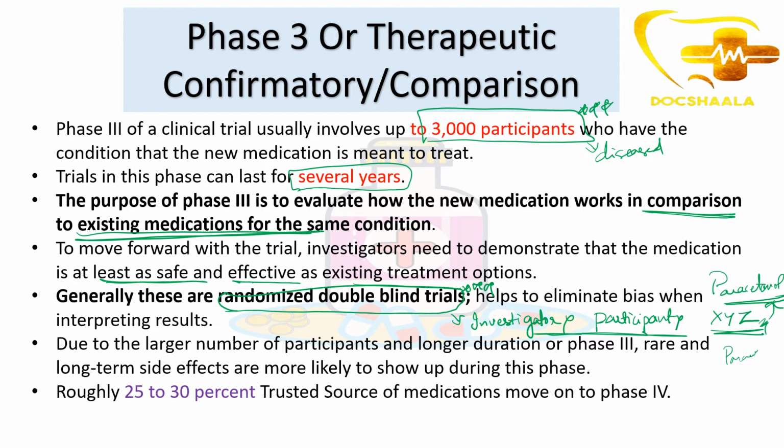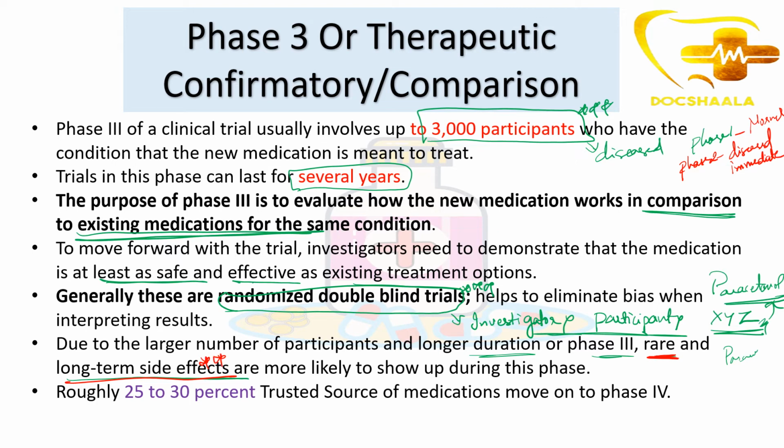Okay, so due to the large number of participants and longer duration of phase 3, rare and long-term side effects are more likely to show up. So in phase 1, what happened? We have seen side effects which occur in the normal population, right? In phase 2, we have seen side effects that occur in diseased people. These are immediate side effects, occurring in diseased people due to the drug. In this phase, we are going to see rare and long-term side effects which occur because of the drug.